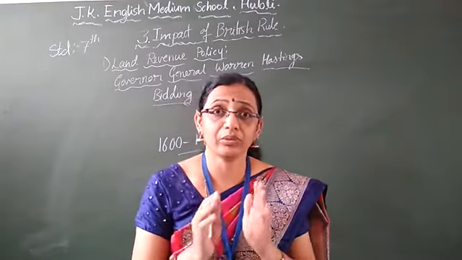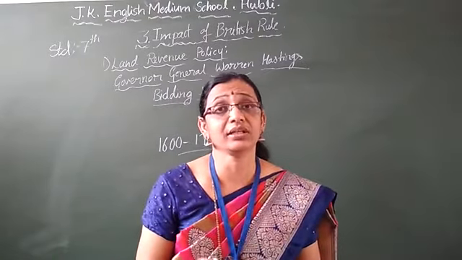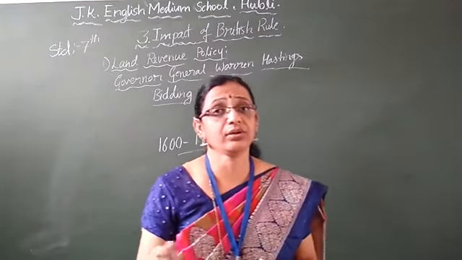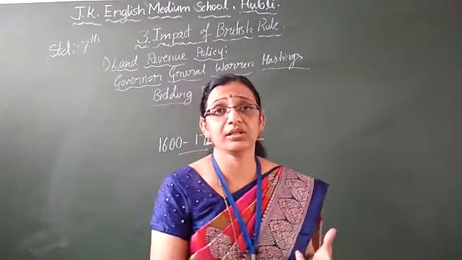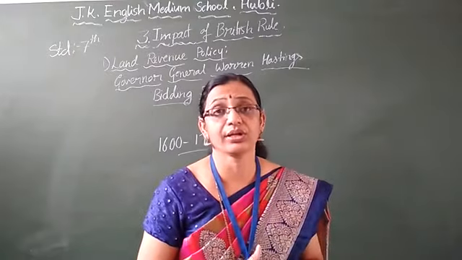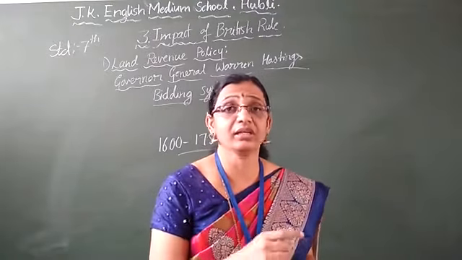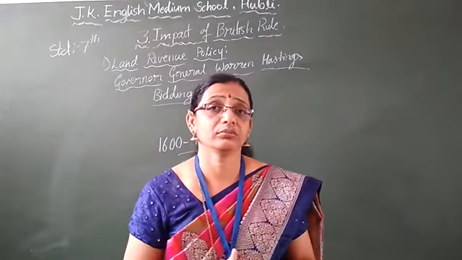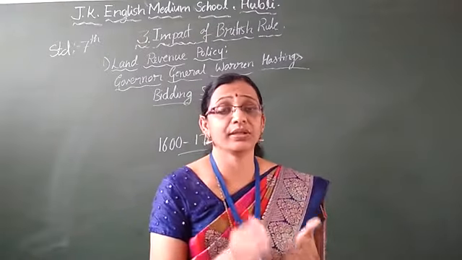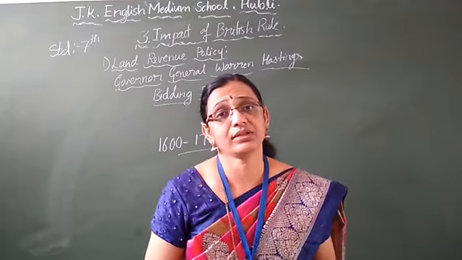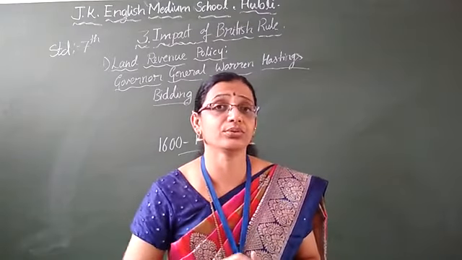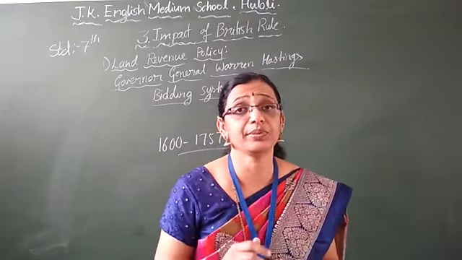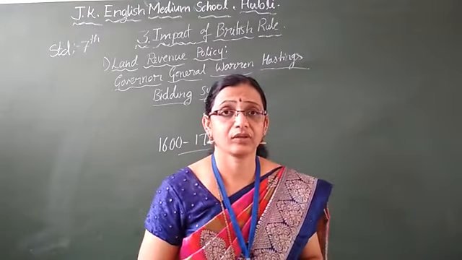One more thing, children: the British collected the tax in the form of money only. They did not take cereals or anything the farmers were growing. Everything was collected as money. So whoever gave the highest amount was made the zamindar of that village. They handed the village over to the zamindar who bid higher.